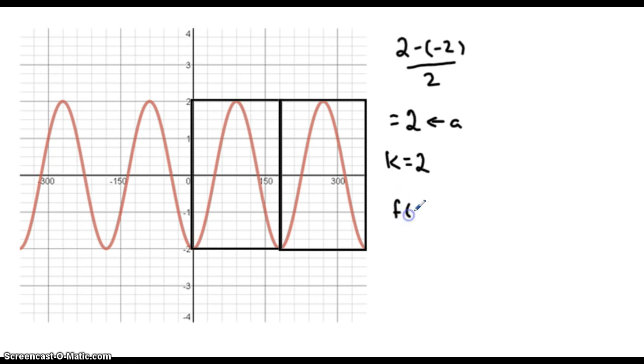We can now write our function. F of x is equal to, don't forget the negative to indicate the reflection around the x-axis, -2 cosine 2x.